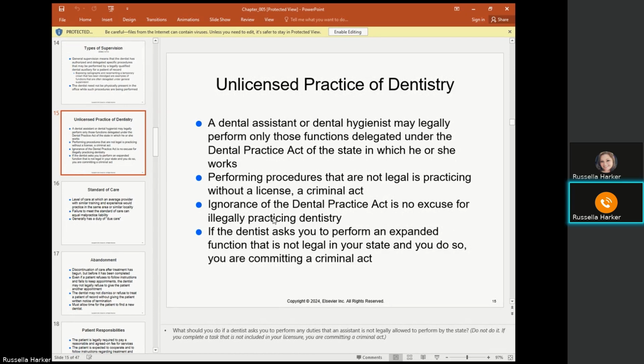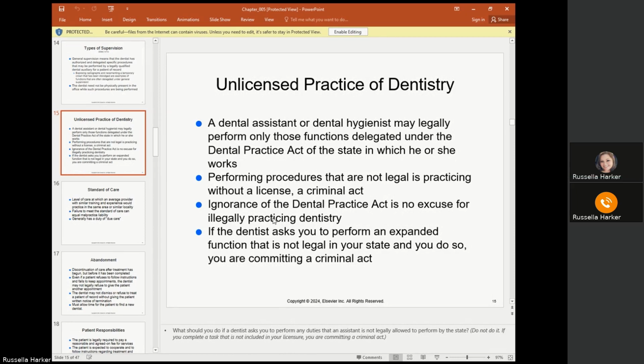Just because you don't know what the Dental Practice Act says, that's no excuse for illegally practicing dentistry. So you can't say, I didn't know that I wasn't allowed to permanently cement a crown, because we know that we're not allowed to do that, but just because you don't specifically know that doesn't mean that it excuses you. If that is your profession and you are working as a dental assistant, it is your responsibility to know what you are and what you are not allowed to do. If the dentist asks you to perform an expanded function that's not legal in your state and you do that, you're committing a criminal act. It does not matter that the dentist has asked you to do it. What matters is that you did it and it was illegal.